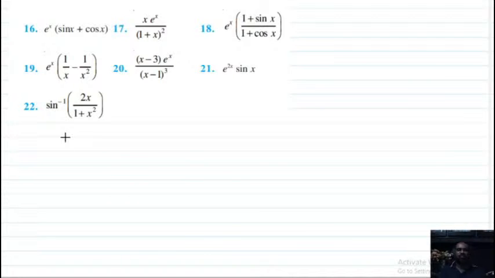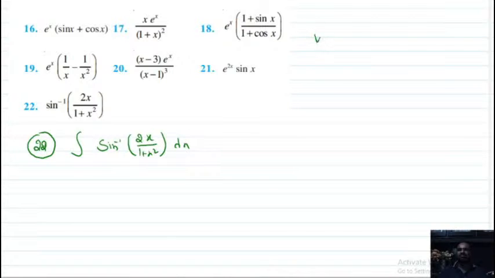Okay students, our next problem, the 22nd problem: the integral of sin inverse of 2x/(1 plus x²) dx. We know that sin inverse of sin theta is equal to theta under a condition, meaning for particular values of theta. So my intention is to take the x value so that this becomes a sin function.